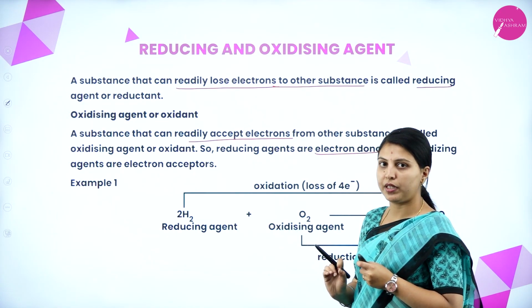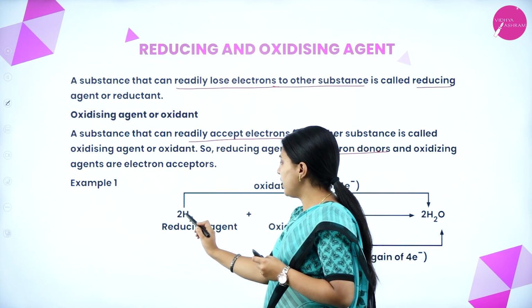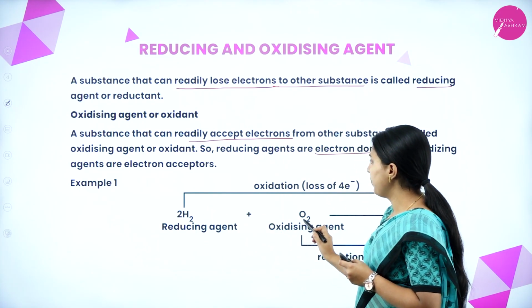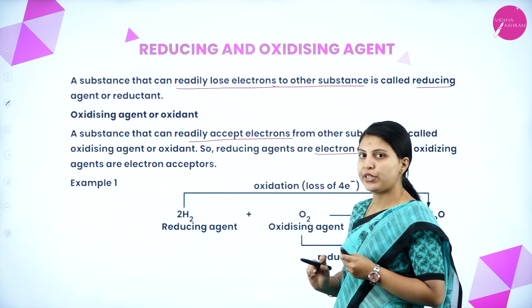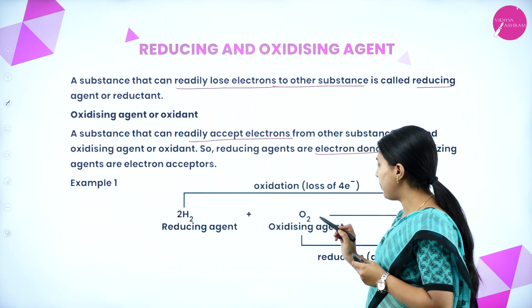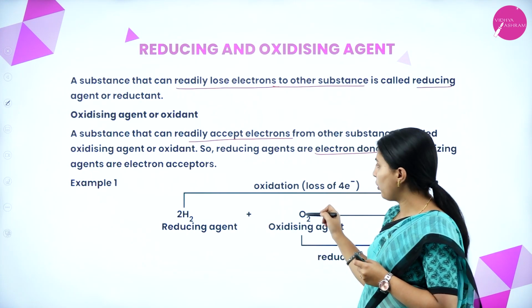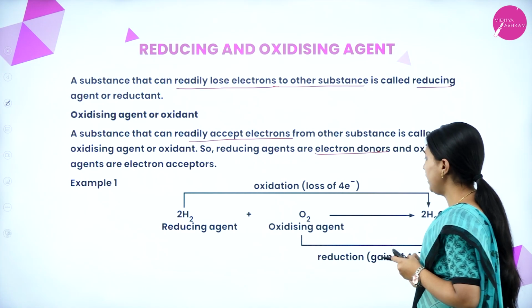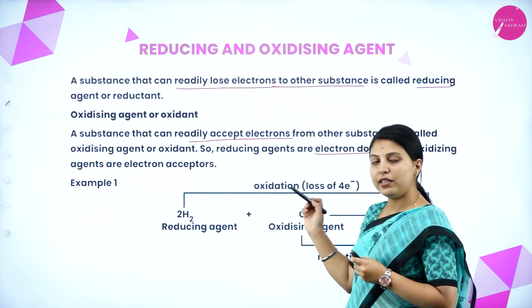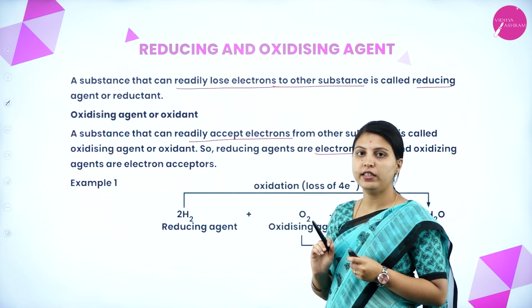But oxidizing agents accept electrons, so they are electron acceptors. Here, see hydrogen and oxygen. Here loss of electrons happens, so it is a reducing agent. Here gain of electrons happens, so it is an oxidizing agent. But overall, oxidation is happening here and reduction is happening here. There is a little difference, but you should not get confused.